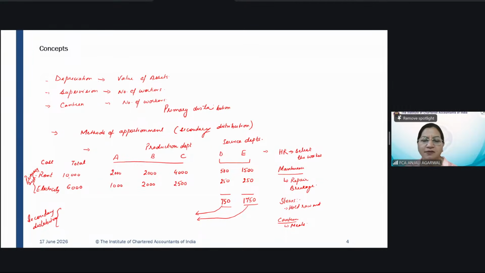So after you have allocated or apportioned the overheads, there can also be a primary and secondary distribution. Primary distribution means when the overheads have been apportioned to different departments, which includes the production as well as the service departments. However, service departments are not themselves capable of generating any revenue, so their cost is also to be ultimately borne by the production departments, which are going to sell their products and generate revenue. So the service department cost is to be again distributed amongst the production departments.